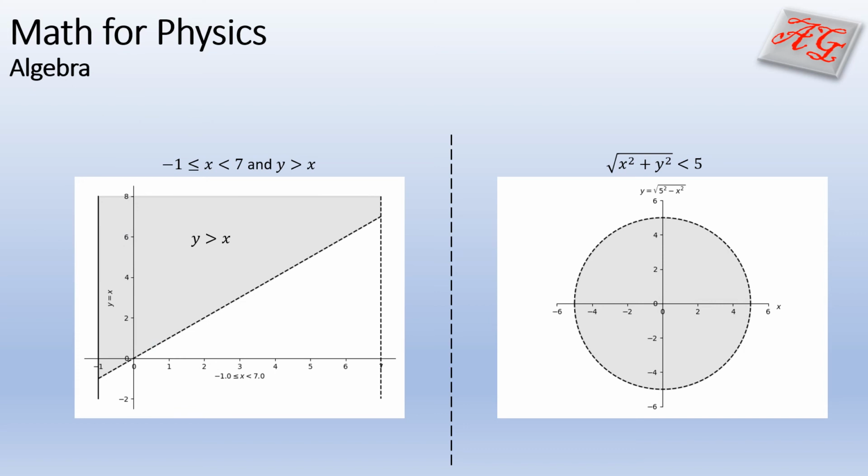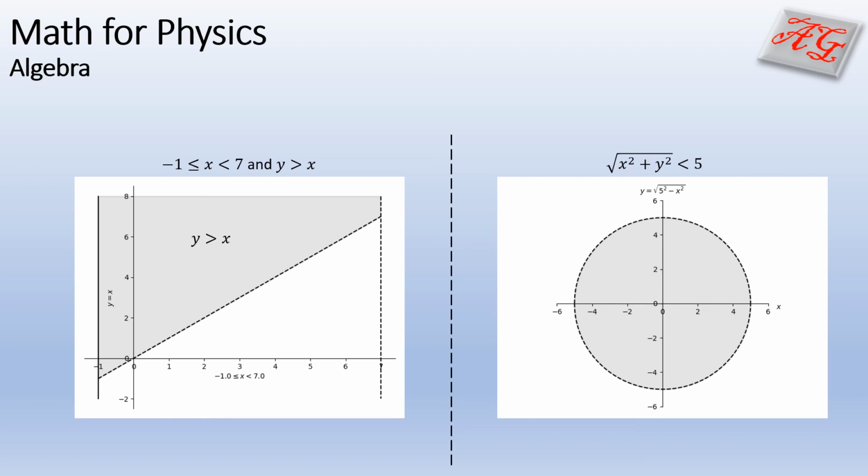You can also represent more complicated sections like areas between curves, providing ranges. A simple case is that of -1 less than or equal to x and less than 7, and y greater than x. This results in the shaded area in the graph on the left. So if you take any point in the shaded area, you will see that any value of y is greater than x. Just be careful to notice that the dashed lines are not included.